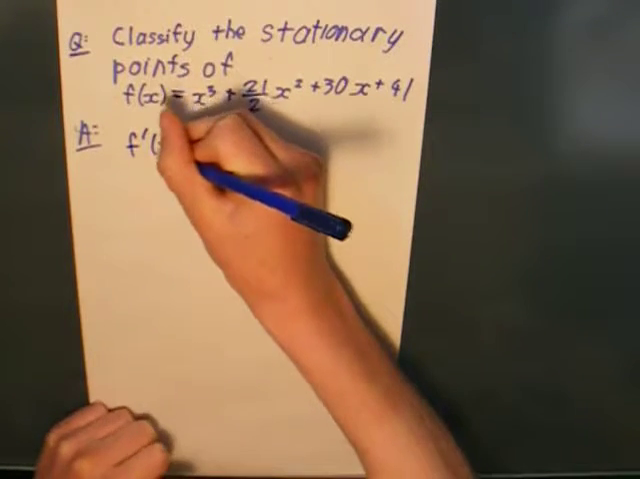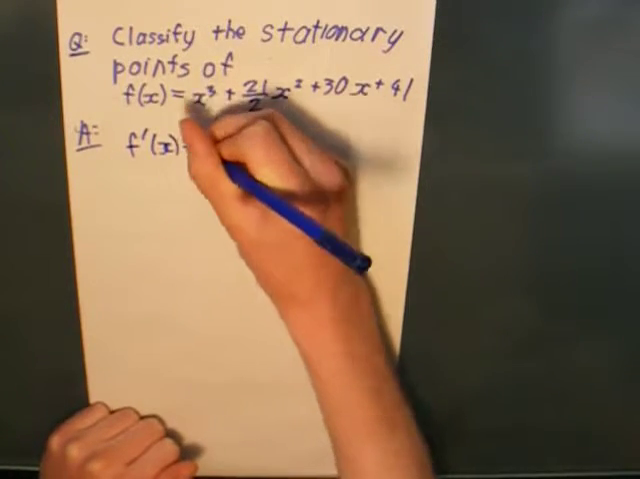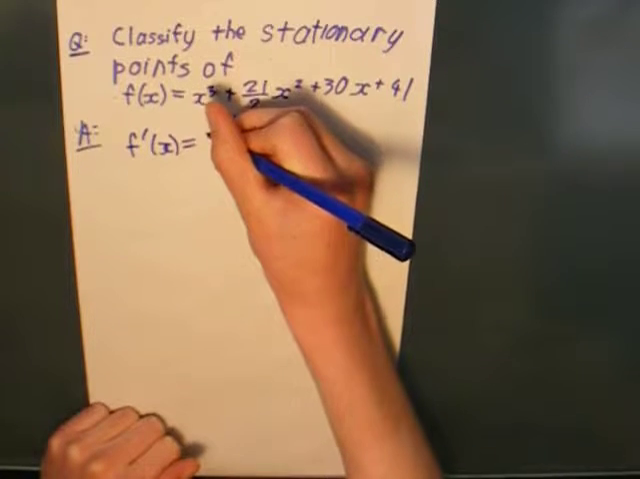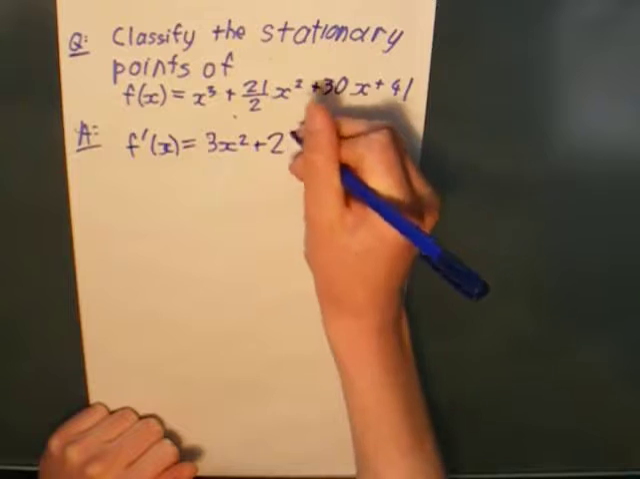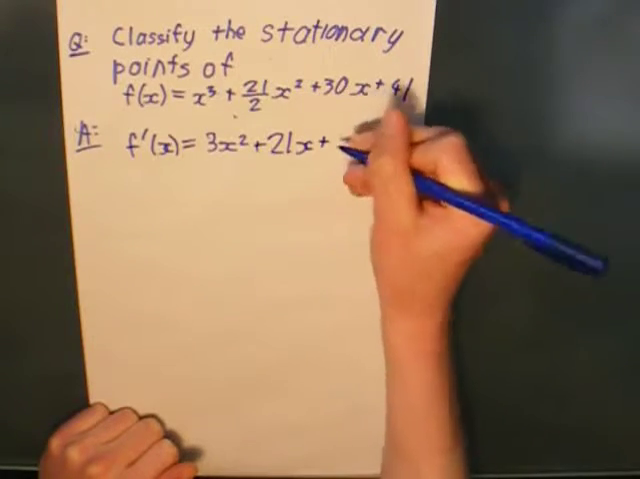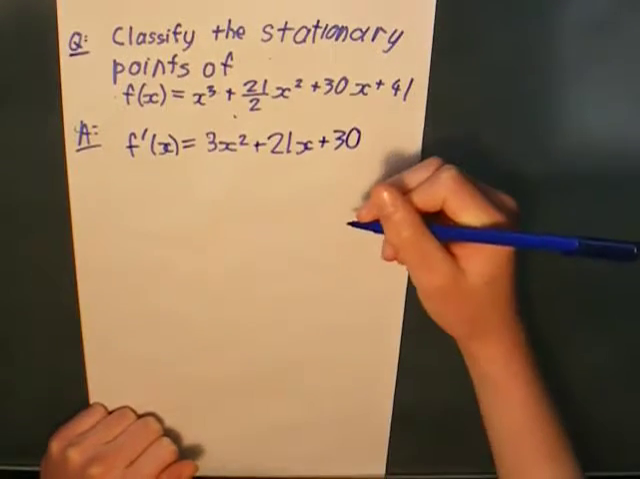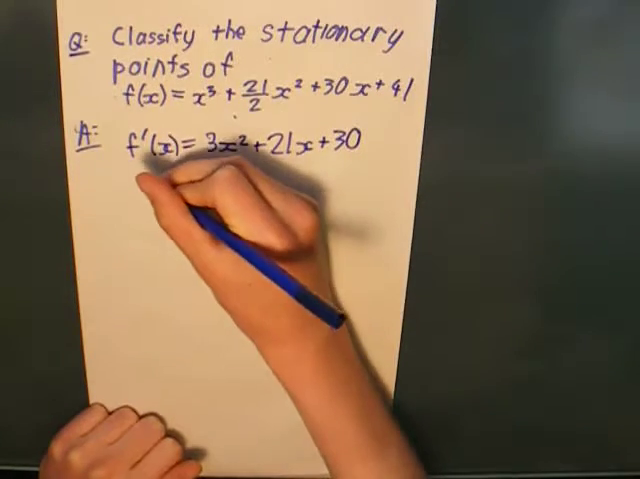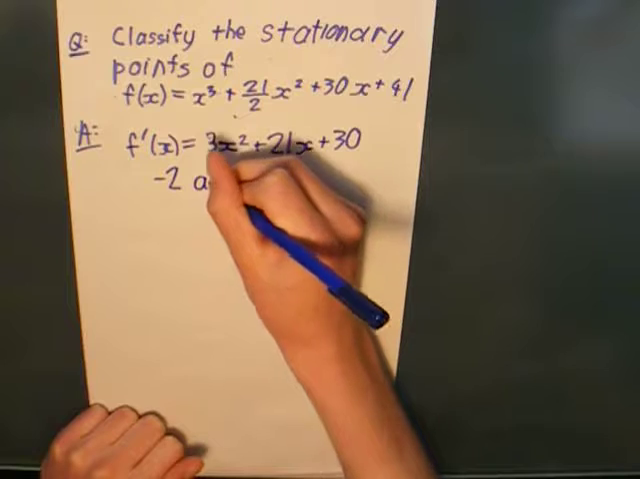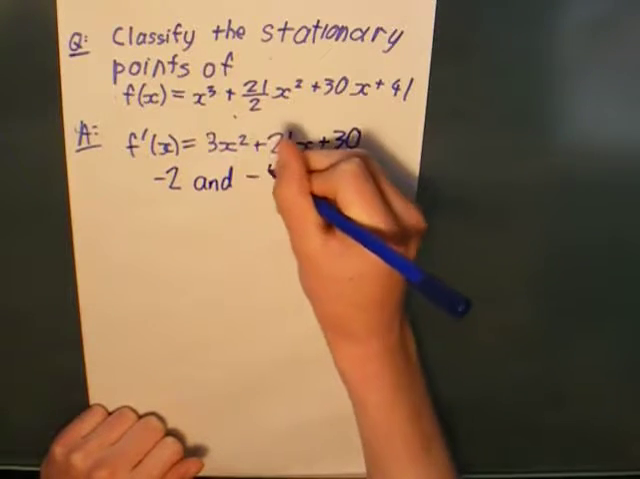So, first thing I'm going to need is the derivative, and I found in the last video that f prime of x, the derivative, equals 3x squared plus 21x plus 30. And also I'll need the stationary points, which I found to be -2 and -5.